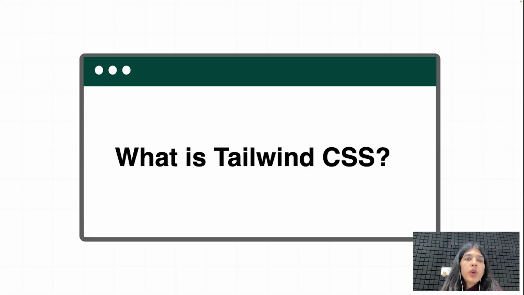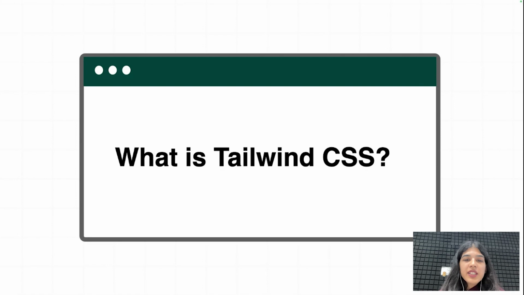Okay, so what is Tailwind CSS? Tailwind CSS is basically a utility-first CSS framework that provides low-level utility classes to build custom designs without writing any traditional CSS. You must be using Tailwind CSS in your web projects for sure, because everybody loves it.